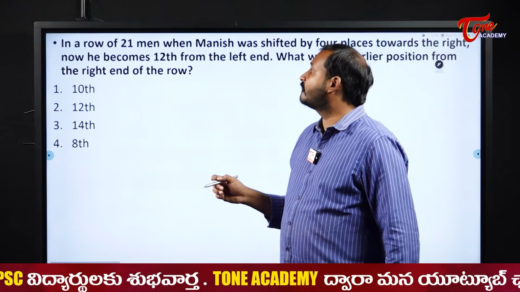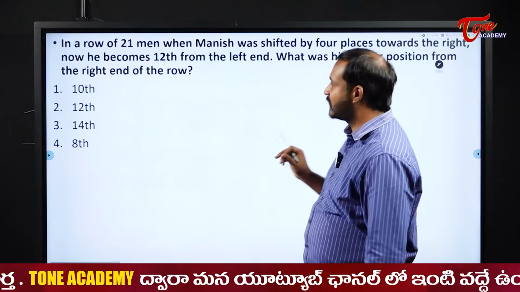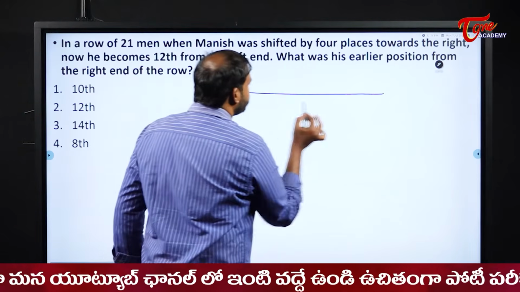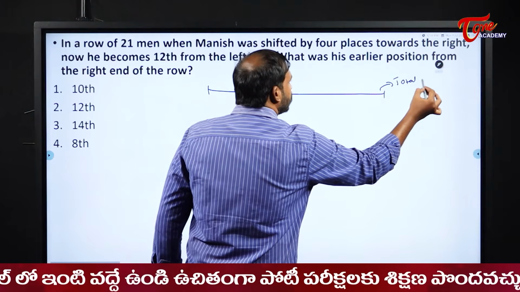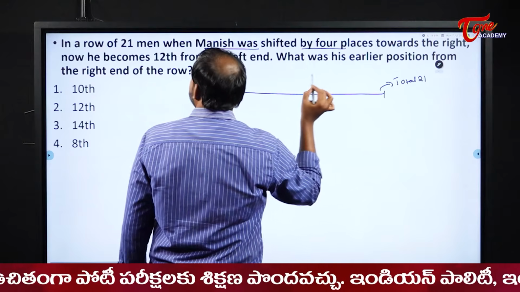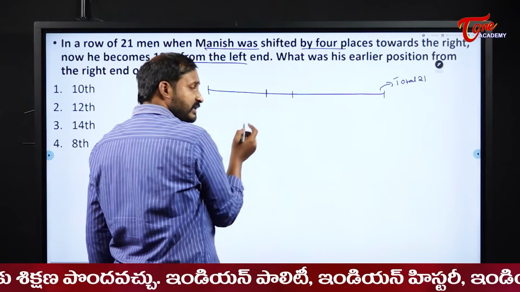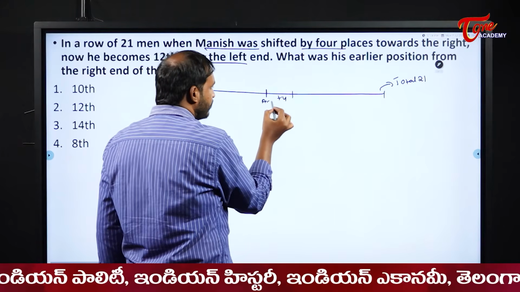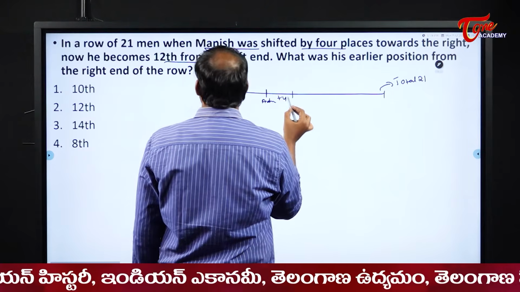Right? In a row of 21 men, Manish was shifted by 4 places towards the right, and now he becomes 12th from the left end. Total how many men are there in that row? 21. Total is 21. Now Manish was shifted by 4 places towards the right. Now he becomes 12th from the left end. The actual position, from here he was shifted plus 4. So now he becomes what?